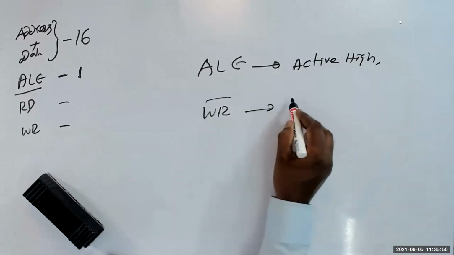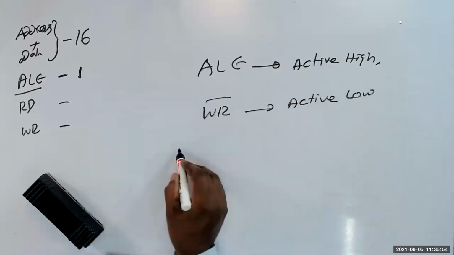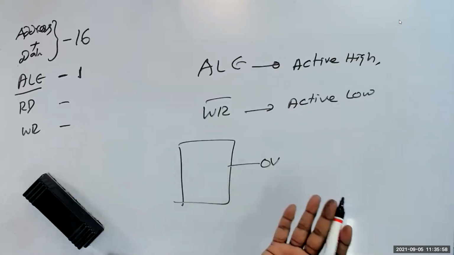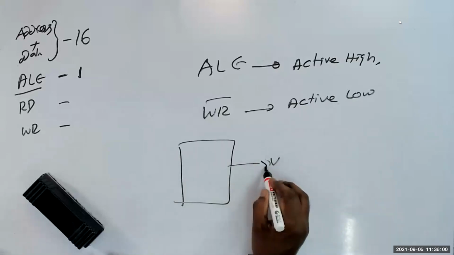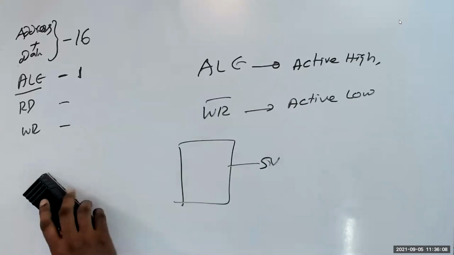Write bar means active low. That means that when the microprocessor gives 0 volt, that time it is writing, not at 5 volt. When it is 5 volt, it is not writing. When it is 0 volt, it is writing. Why did they make it active low in these cases?